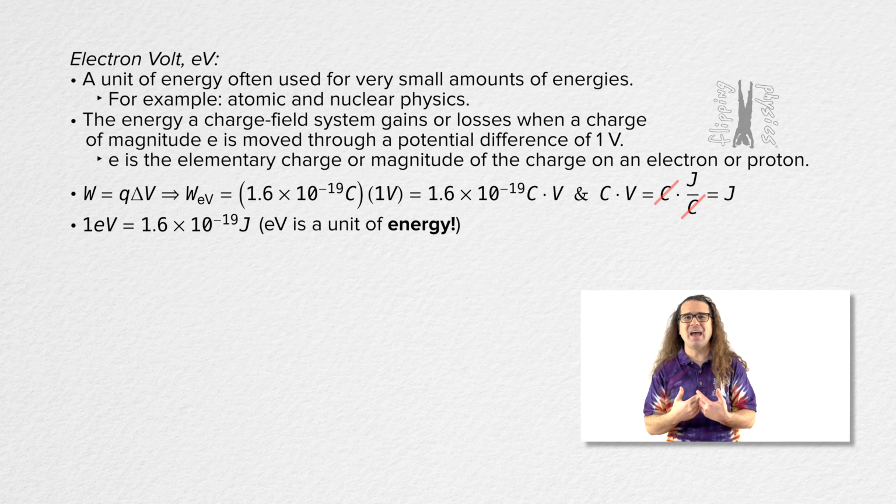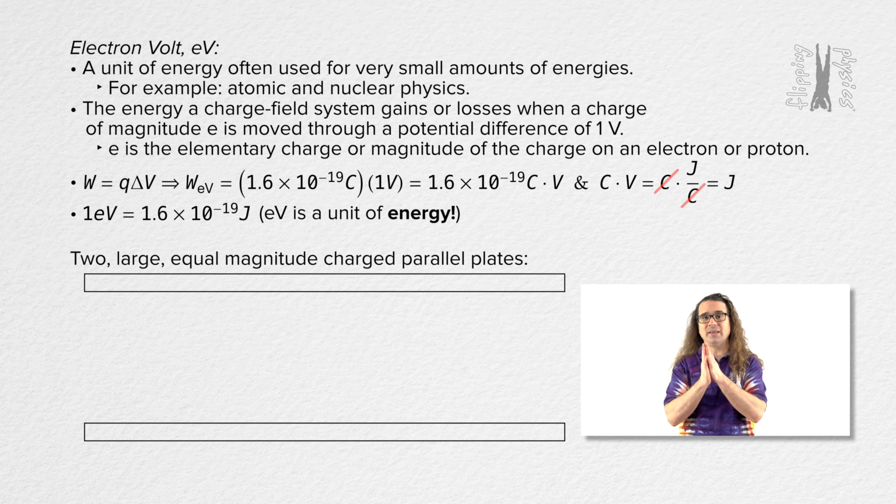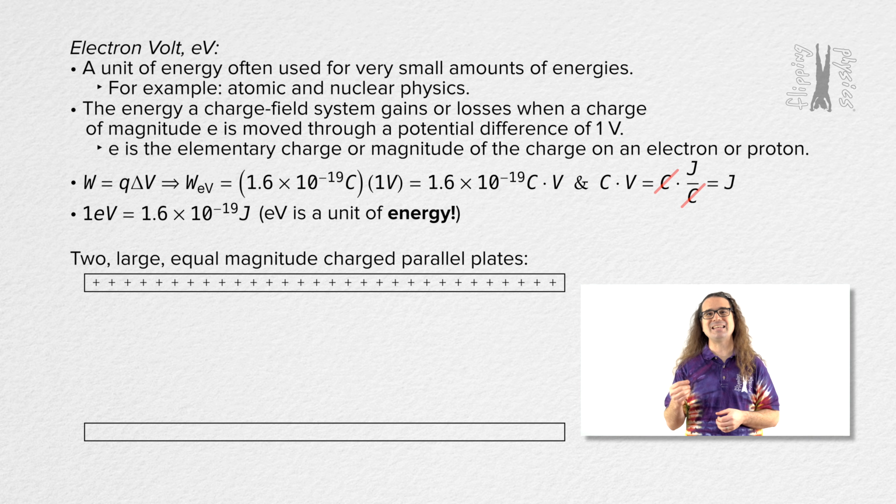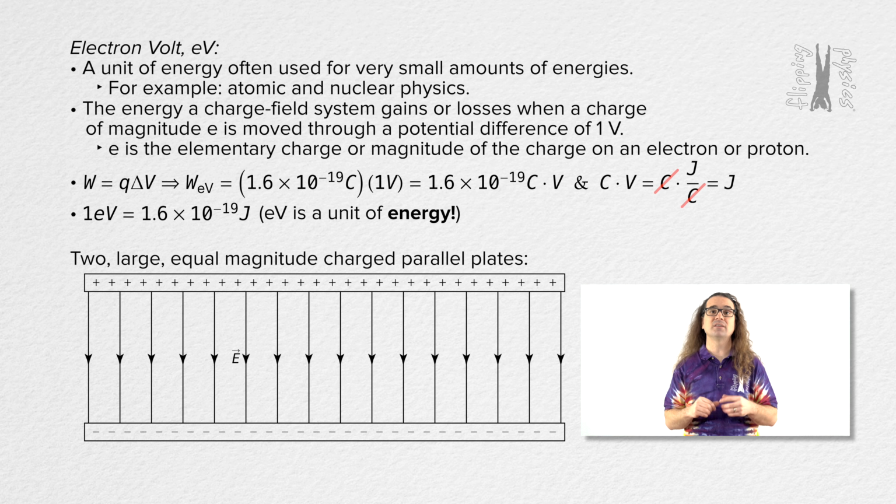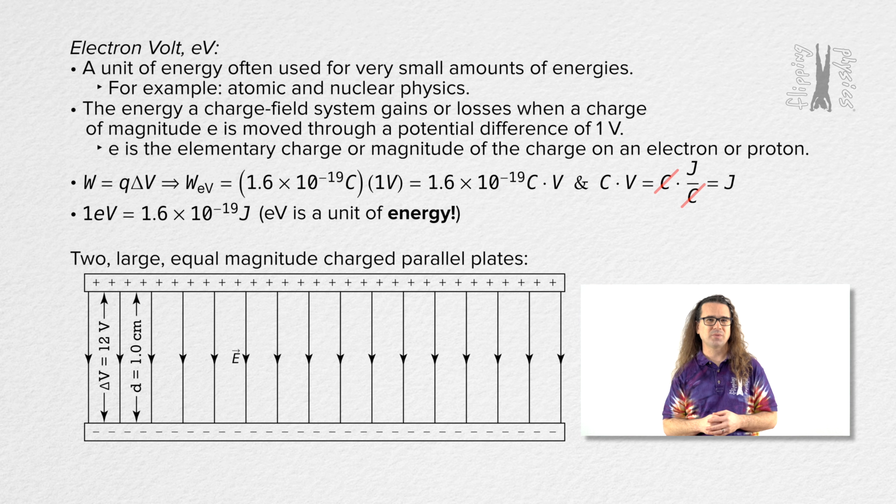Now, let's say we have 2 large charged plates of equal magnitude. The top plate has a positive charge and the bottom plate has a negative charge. In a previous lesson, we showed that the electric field between parallel plates is uniform and is directed from the positive plate to the negative plate, which is, in this example, directed downward. Let's say the electric potential difference between the 2 plates is 12 volts, and the distance between the 2 plates is 1.0 centimeters. Let's define the top plate as plate A and the bottom plate as plate B.